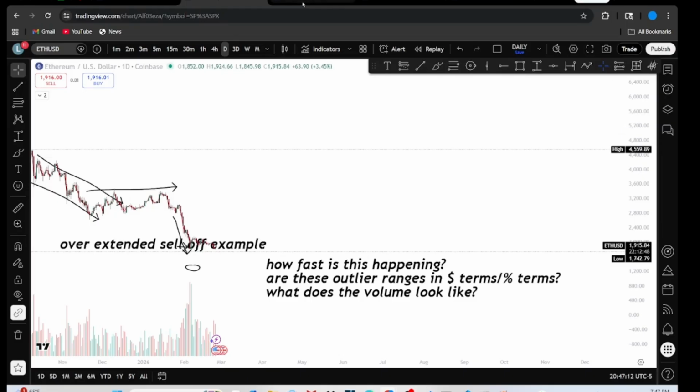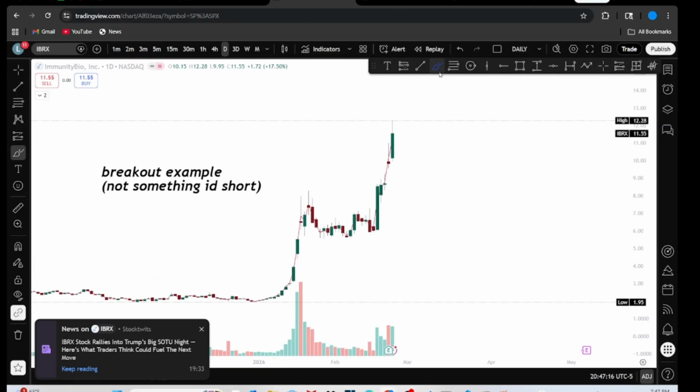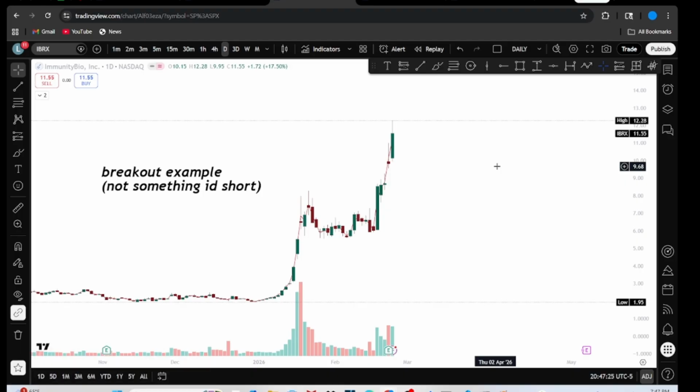Moving on to the next example, this is going to be IBRX. Currently, I'm watching this for a short. I think this could be a fantastic short, but it's not ready yet. I think it's still in a steady trend. It hasn't really given me signs of that overextension that we're talking about, and so I'll explain that to you guys a little bit.